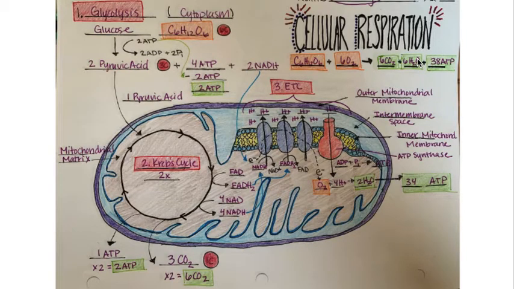I want to talk about the first step of cellular respiration. The first major process of cellular respiration we have is called glycolysis. And I'm going to put our big processes in red. And this first process is glycolysis. It's happening in the cytoplasm of the cell. And it's important to know that it's happening there.